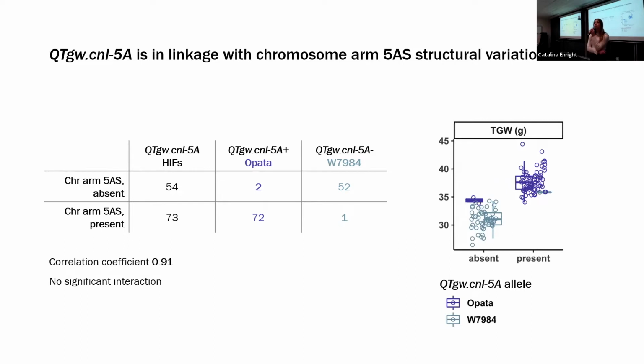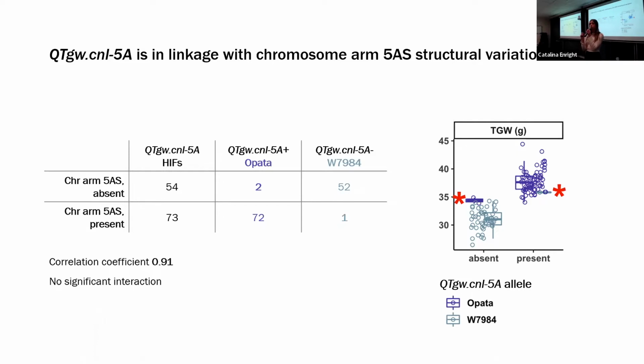So on the y-axis here is the 1,000 grain weight distribution, and on the x-axis I've just subset based on the absence of the short arm and the presence of the short arm. The colors are the OPATA allele, which we have been associating with that greater grain weight until this point in our study, and then the W7984 alleles associated with the lesser grain weight.